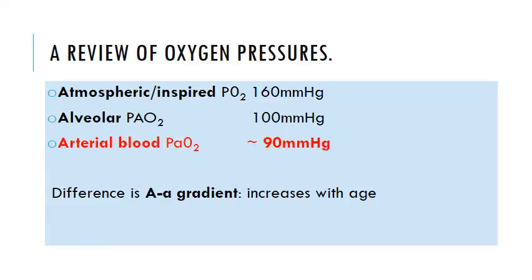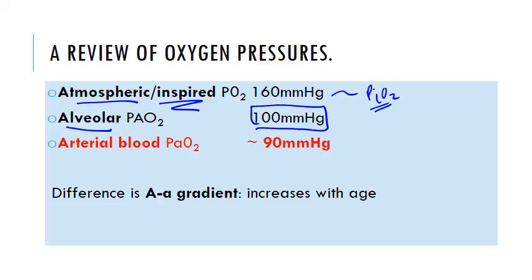Let's briefly review oxygen pressures as they relate to the alveoli. Atmospheric, and we can even say inspired PO2, is about 160 millimeters of mercury, and we can say this is PiO2, or the inspired partial pressure of oxygen. Once it moves through the respiratory tree into the alveoli, the alveolar PO2 decreases to about 100 millimeters of mercury.